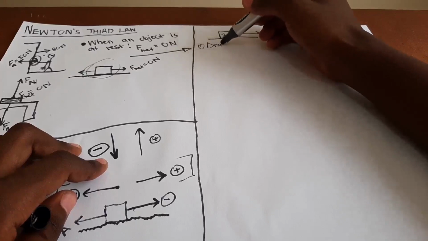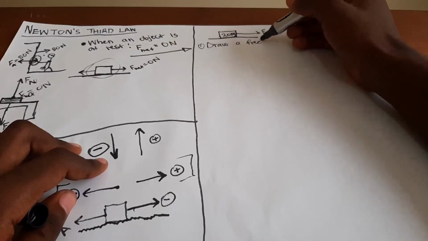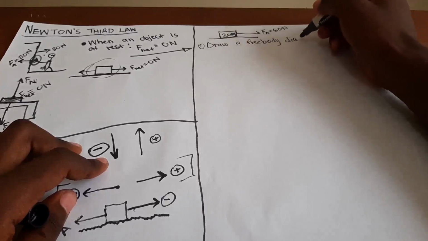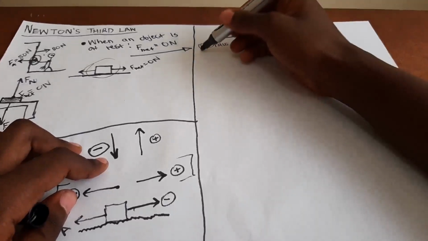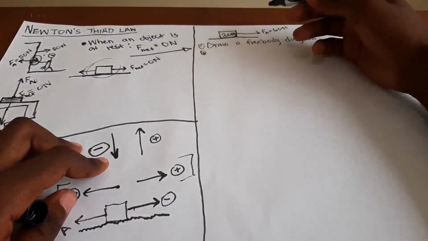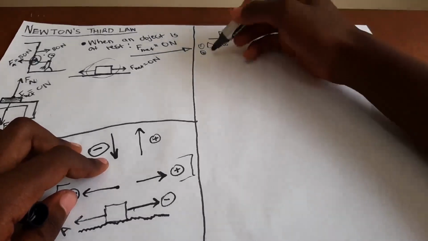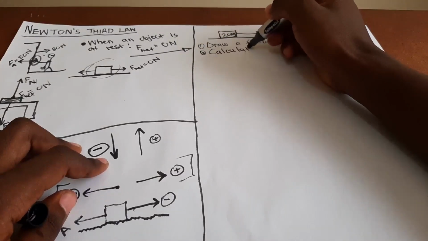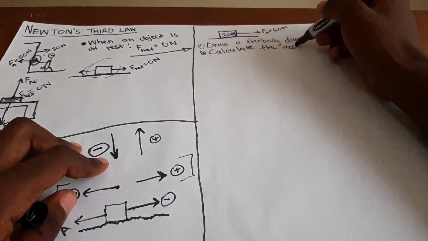Question number 1: draw a free body diagram. Question number 2 says, let's calculate the acceleration.